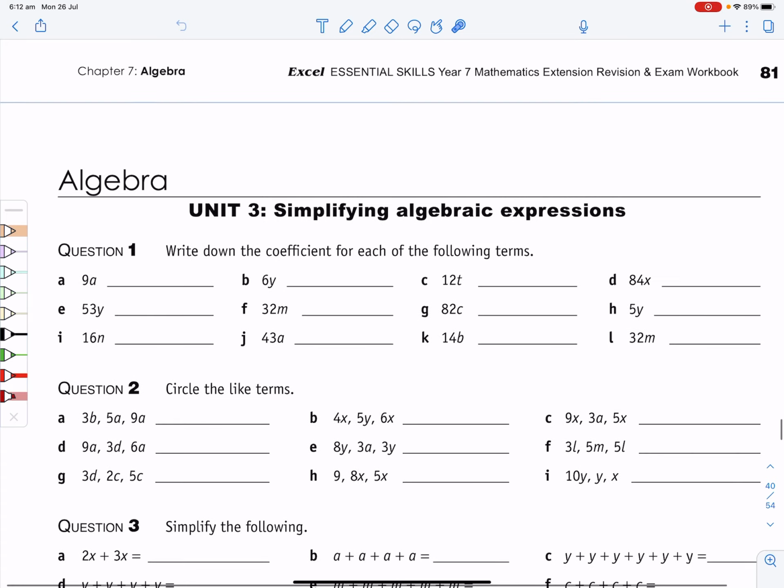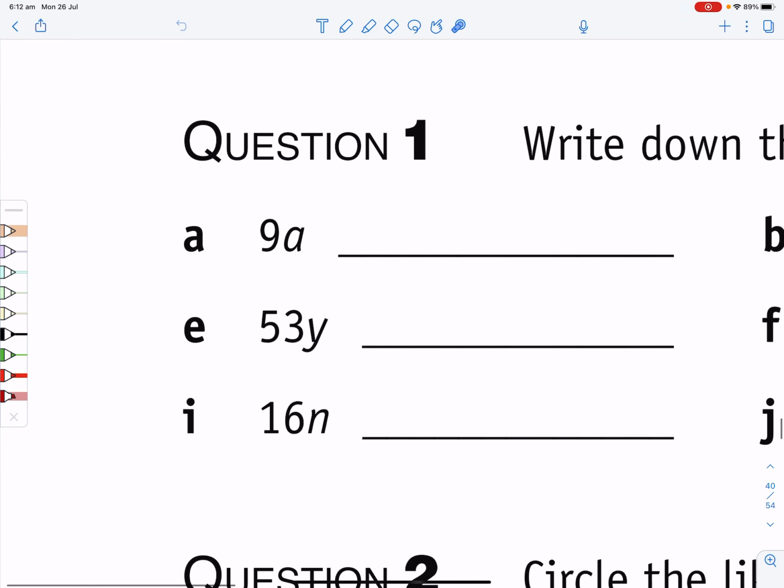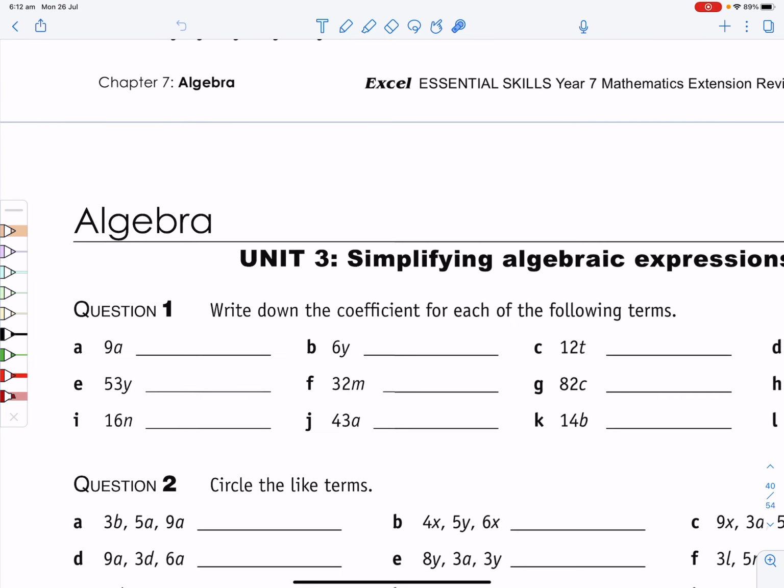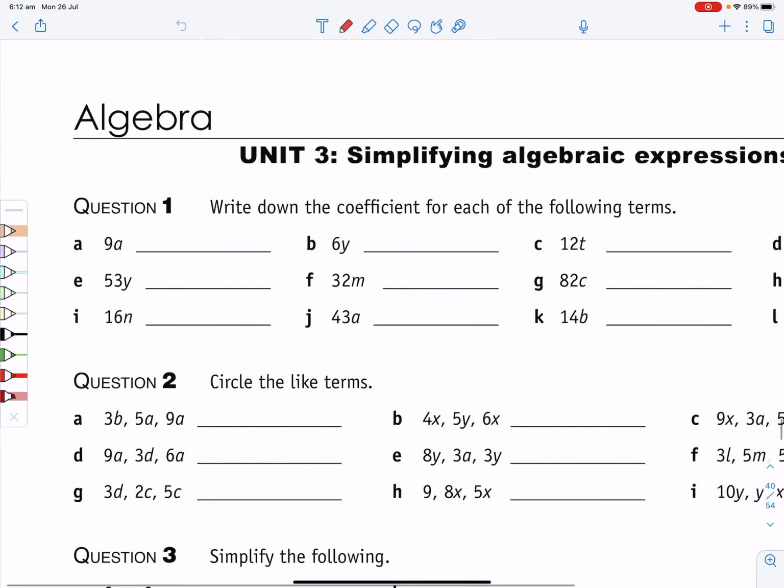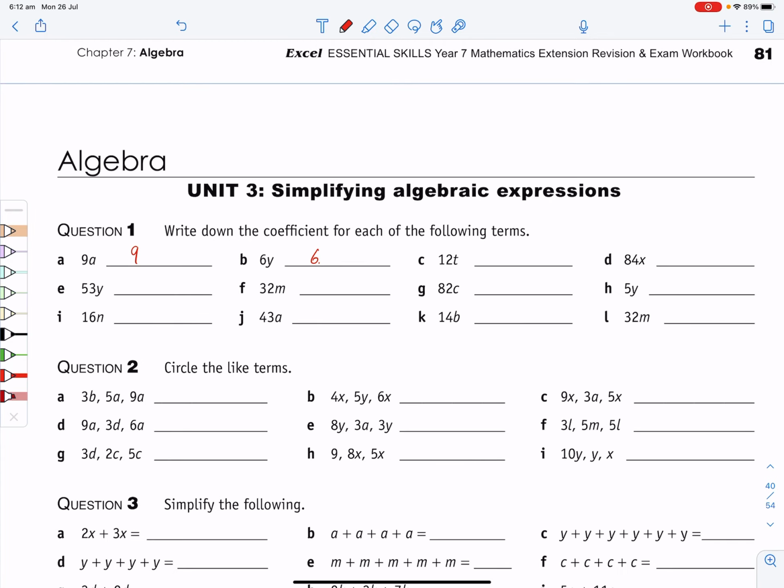So in 9a, together they're called a term. That's called the pronumeral, the actual a, and the coefficient is the number in front. So the coefficient of the 9a is simply 9. In question B, the coefficient of 6y is simply 6. Okay, so very straightforward there.